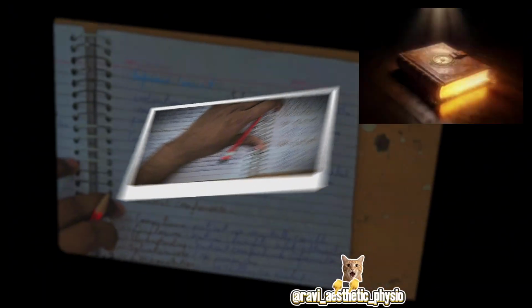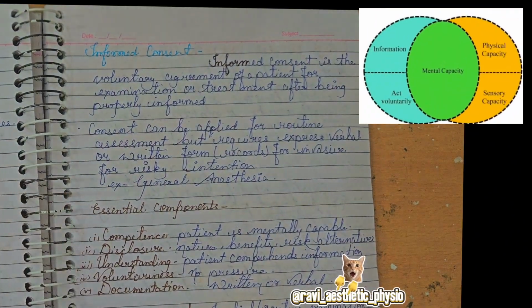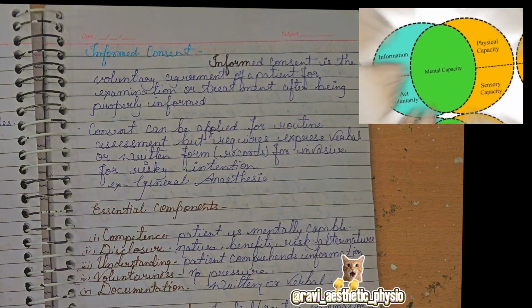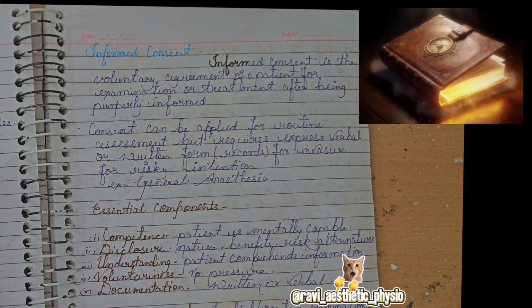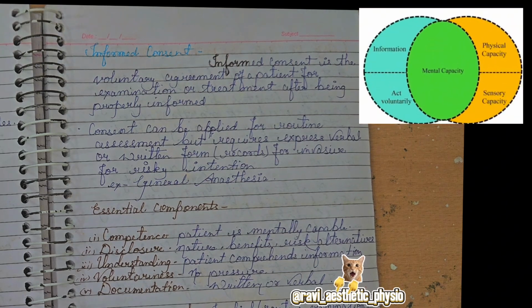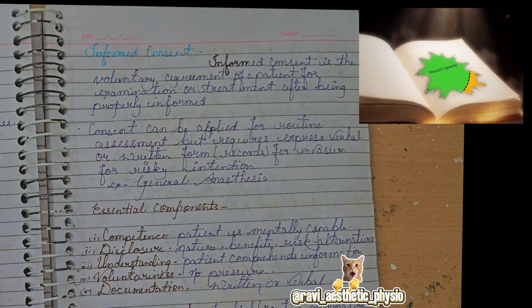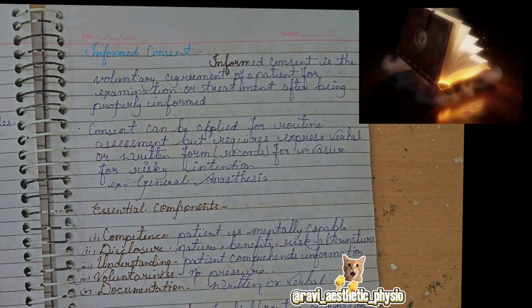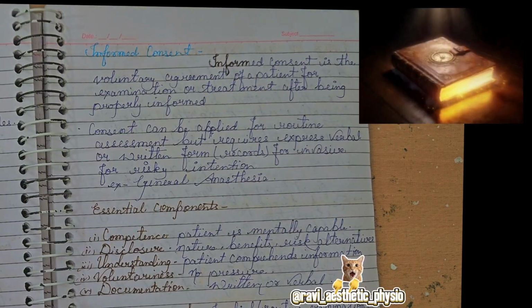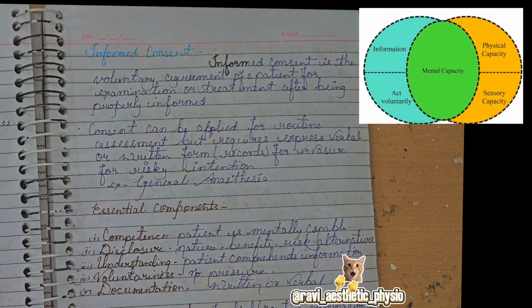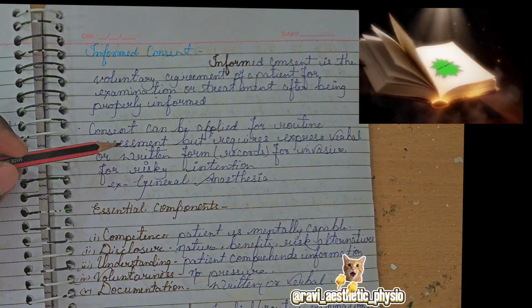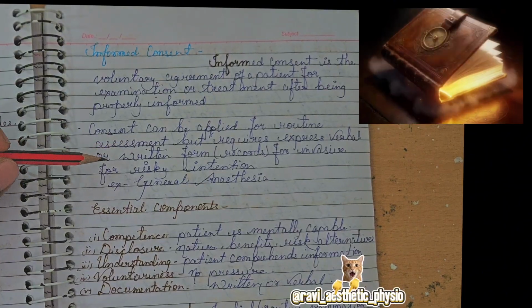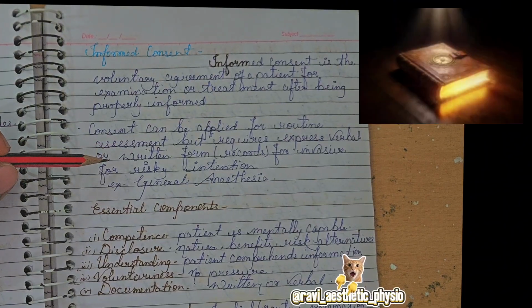Next is informed consent. Informed consent is the voluntary agreement of the patient for examination or treatment after being properly informed. Informed consent must be valid and voluntary, and can be given verbally or in written form by the patient on the therapist's or doctor's consent form. Consent is implied for routine assessment but requires express verbal or written form for invasive procedures or risk intention.